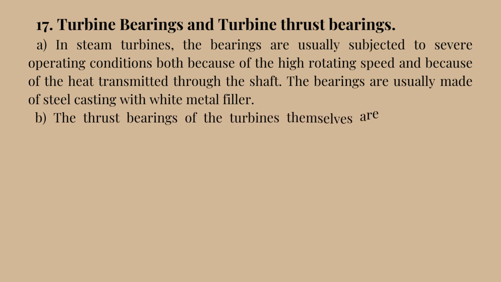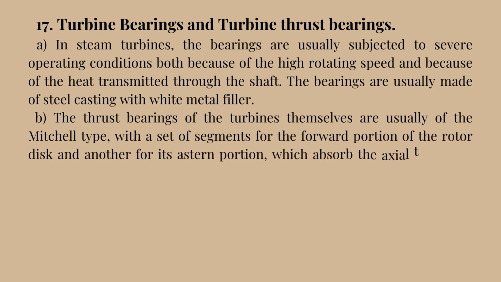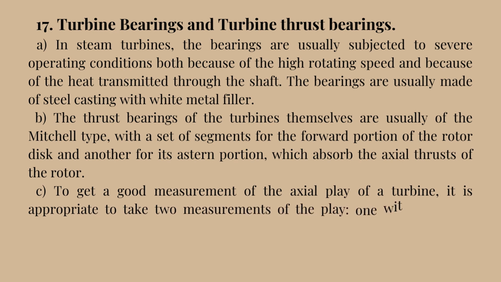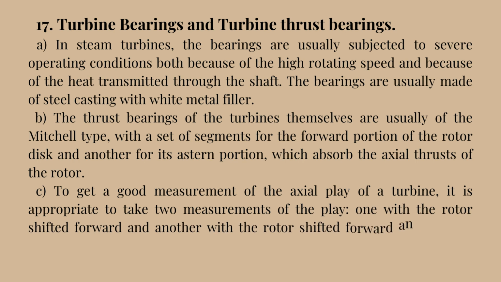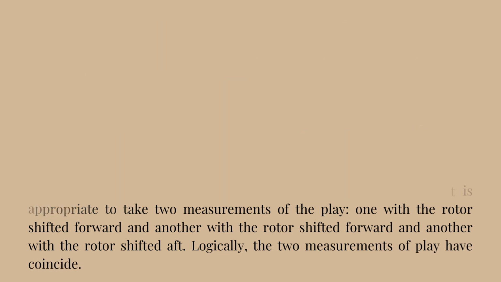B. The thrust bearings of the turbines themselves are usually of the Mitchell type, with a set of segments for the forward portion of the rotor disc and another for its astern portion, which absorb the axial thrusts of the rotor. C. To get a good measurement of the axial play of a turbine, it is appropriate to take two measurements of the play. One with the rotor shifted forward and another with the rotor shifted aft. Logically, the two measurements of play have to coincide.